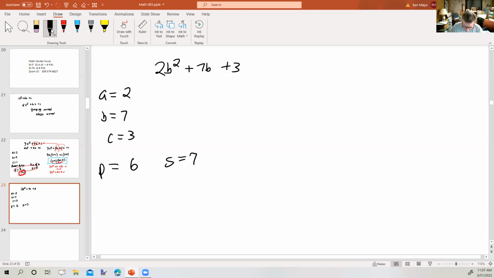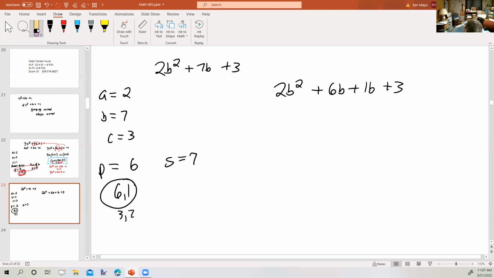I'm looking for two numbers whose product is 6 and whose sum is 7. 6 and 1, 3 and 2. Oh, 6 and 1. 6 times 1 is 6. 6 plus 1 is 7. So I'm going to rewrite the trinomial, but I'm going to write it splitting the middle term into two terms whose coefficients are 6 and 1. Trying to make that B not look like a 6.